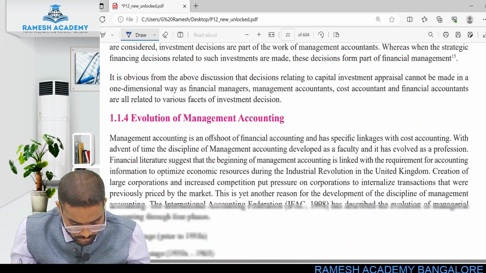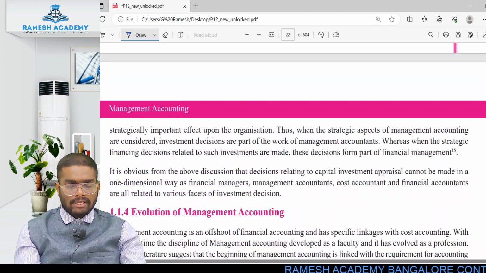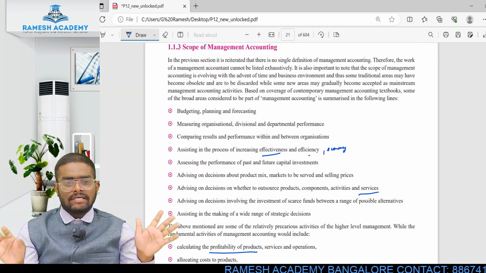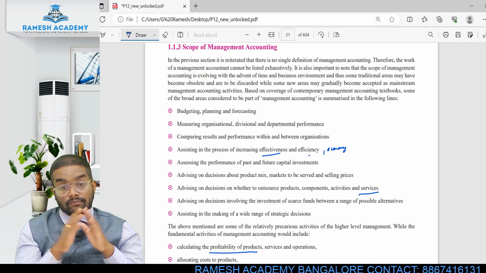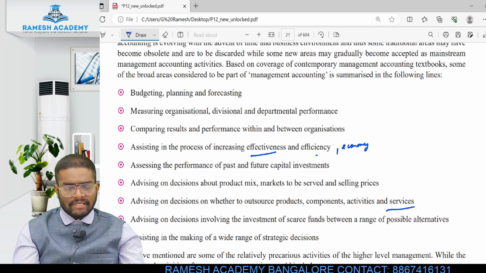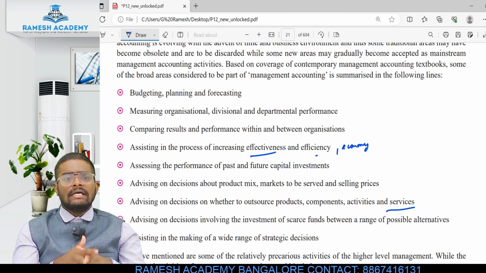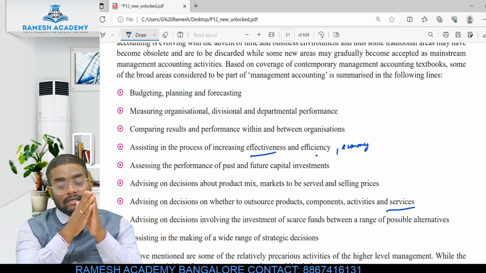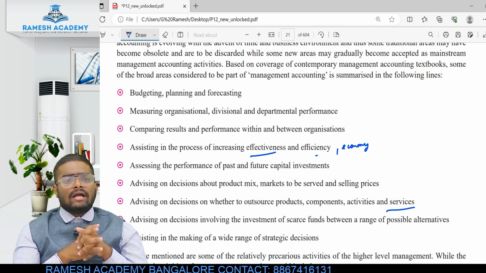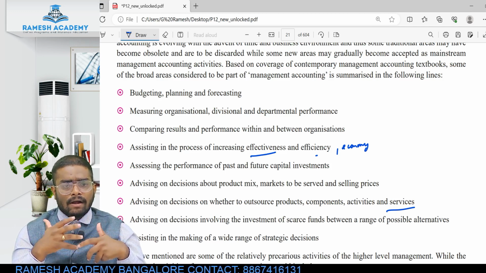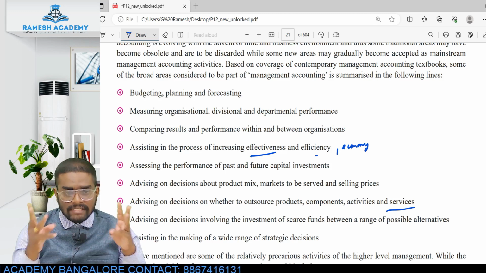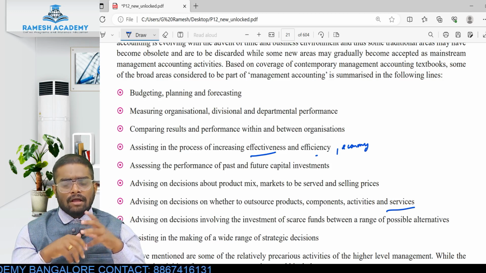Next, we will be seeing the evolution of management accounting. So the scope, I hope scope of management accounting is very much clear. So what are the scopes? Budgeting, planning, forecasting, measuring divisional performances, measuring departmental performances, comparison of results, and assisting the process with 3 E's. Please be aware of it.